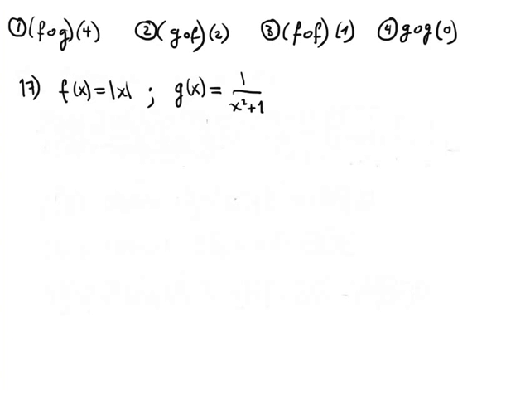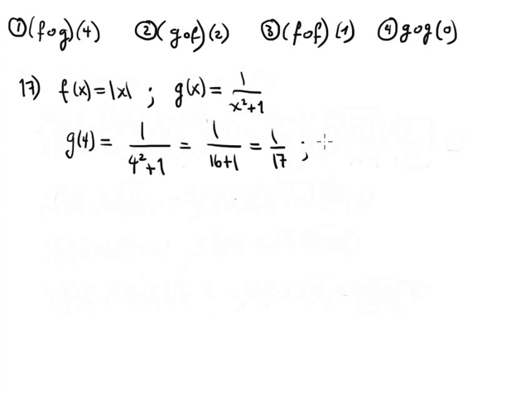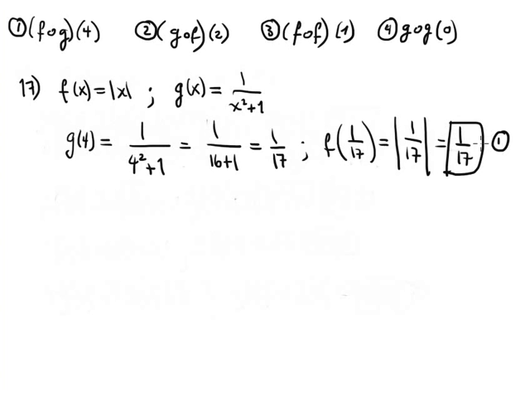Okay, this is 17. Let's do the first one. Evaluate g of 4. It's 1 over 4 squared plus 1. It's 1 over, 4 squared is 16 plus 1, 17. So 1 over 17. Okay, now you evaluate in the function f. F evaluated at 1 over 17 is the absolute value of 1 over 17, which is 1 over 17. This is the answer for number 1.